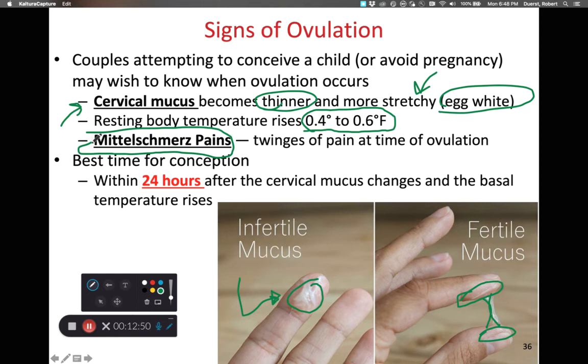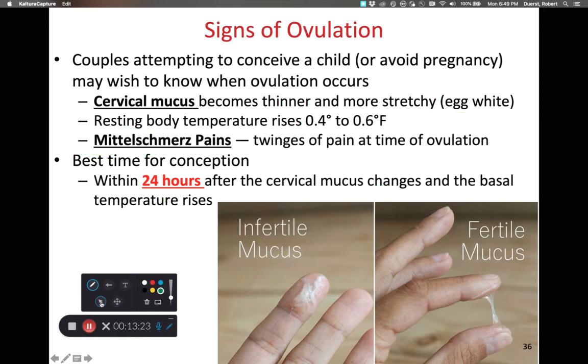In terms of conception for females, the best time to be having sex in terms of wanting to conceive is going to be approximately 24 hours after the mucus changes and there's that increase in the baseline temperature. Or another way to think of this is the first 24 hours after ovulation, because that secondary oocyte is only going to remain viable for typically 24 hours within the female reproductive tract.